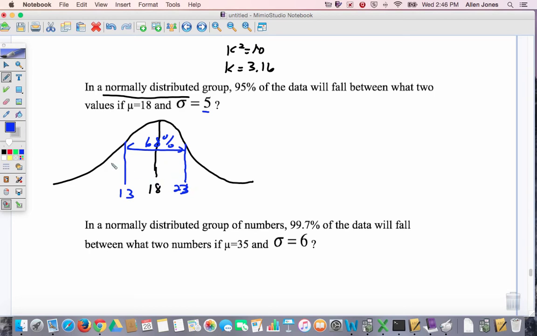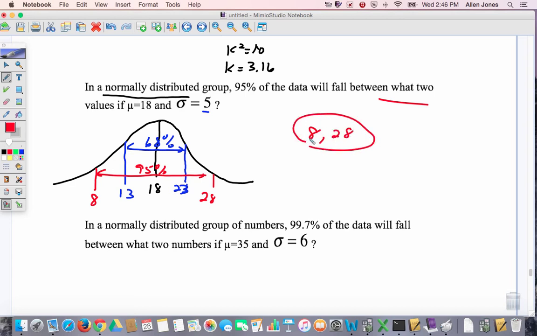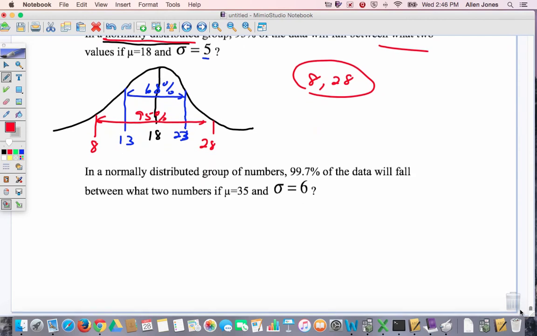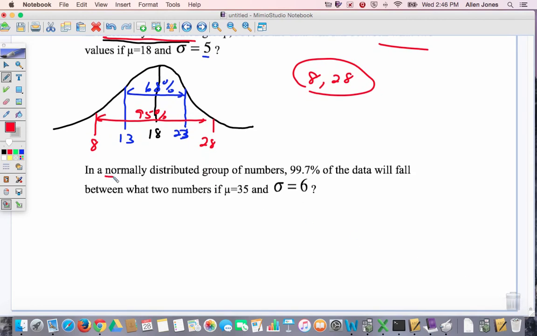There's the first percentage we need to know. 13 and 23, 68%. One standard deviation away. We've gone up 5 and down 5. If I go a second standard deviation away, 13 minus 5 is 8, or up another standard deviation, 23 plus 5 is 28, there is where 95% will lie. That's what's being asked in the question. So what two values? That would be 8 and 28. Between 8 and 28 will include 95% according to the normal distribution curve.